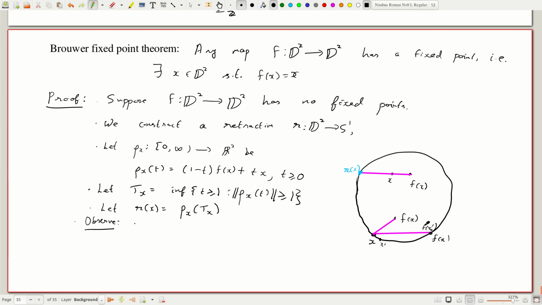So in particular, observe first of all that if x is in S1, if x is on the boundary, then tx is actually equal to 1. The time when you hit the boundary is 1, and r of x, which is rho x of tx, is just x itself. So we do have a retraction, and also that r is continuous.